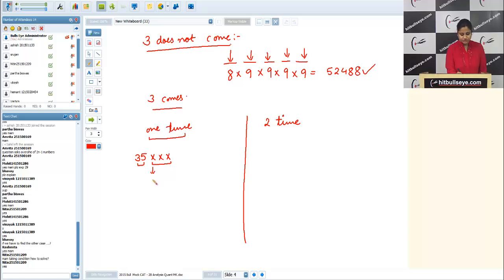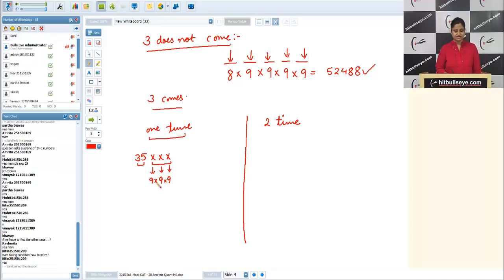These are the 3 places. For this place, how many choices? 9. For this place, how many choices? 9. For this place, how many choices? 9. Why so? Because 3 cannot come here. We are considering that we are using 3 once. That's why there are 729 numbers.